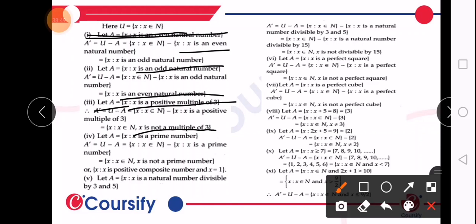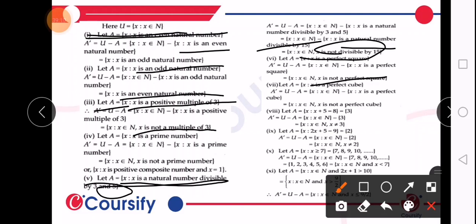If a is a set of natural numbers which is divisible by 3 and 5, which means the number is divisible by 15, then the complement is a number which is not divisible by 15. Next one, we had a perfect square, which means whichever the given set may be, the complement of that set would be not a perfect square. In the next one too, we have a perfect cube, and the complement of such a set would be not a perfect cube.